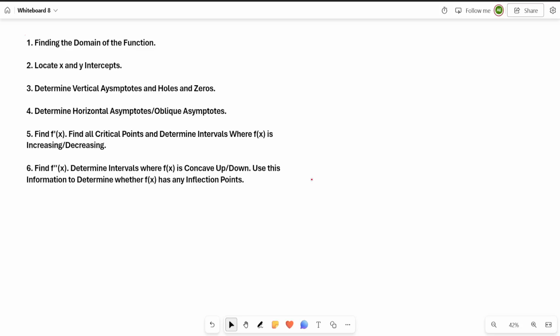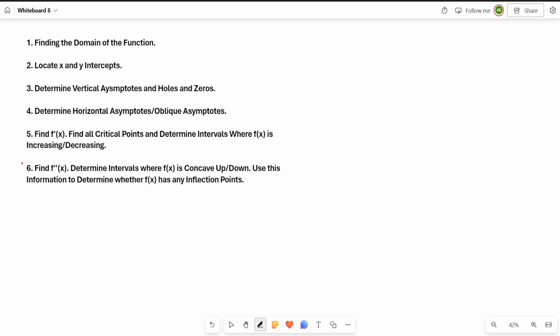Hello and welcome to part 4 of the sketching functions series. In this video, we're going to be focusing on the last two steps in order to successfully sketch a function. We're going to take some examples and explain how to go through each one.